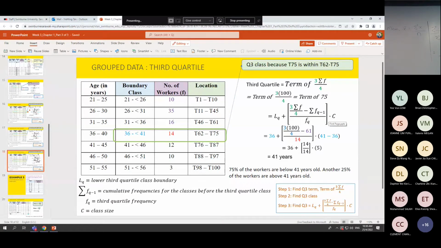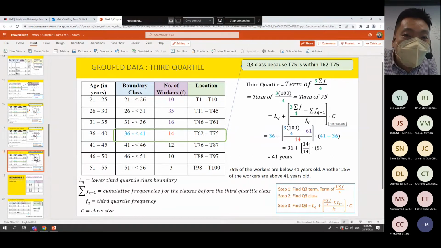Next step is to identify the Q3 class. We check one by one. We know that Q3 is at the term of 75. Is that within the first class? No, the first class is for T1 to T10, so out. Is it in the second class? No, also. Third class? No, because the third class goes until term 61. Term 75 should be within the next one. Where is that? Exactly here.